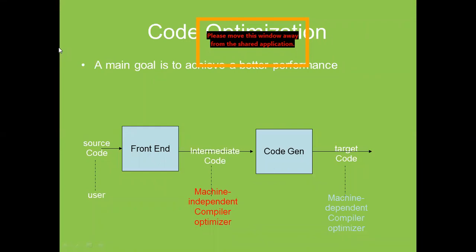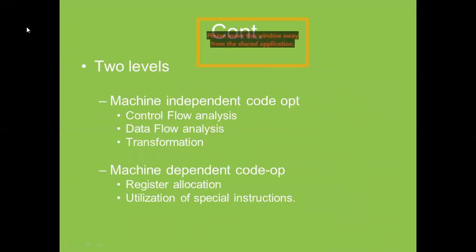Okay. Similarly, we remove the redundancy from the program. So we achieve the better performance just after doing the code optimization. Now you can see here there are two levels.